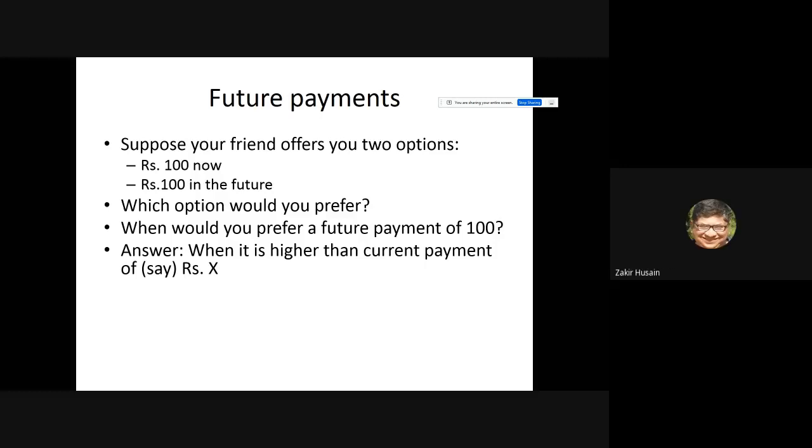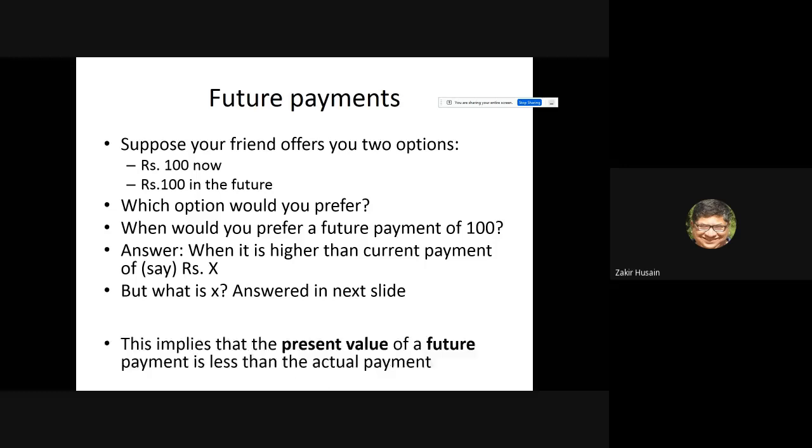So there's a critical level. Like in future, there is no guarantee that the inflation level will be the same. So 100 rupees now would make more sense than 100 rupees in the future if we assume that inflation might increase in future. Now the question is, what is this X?